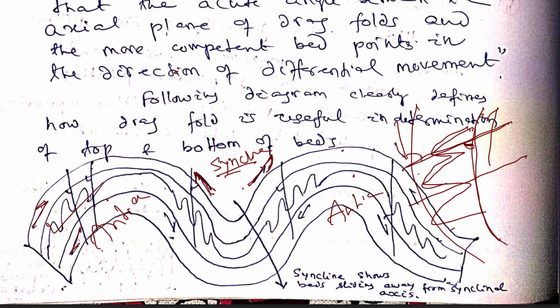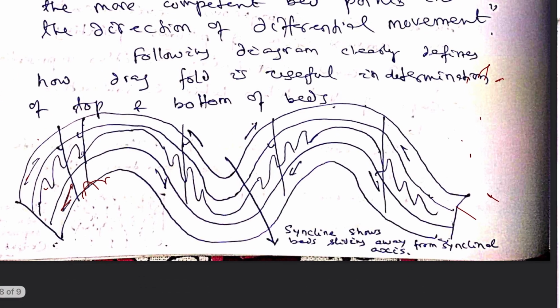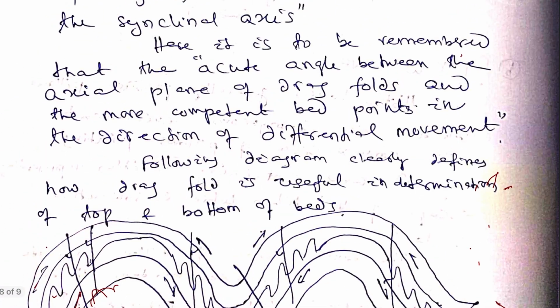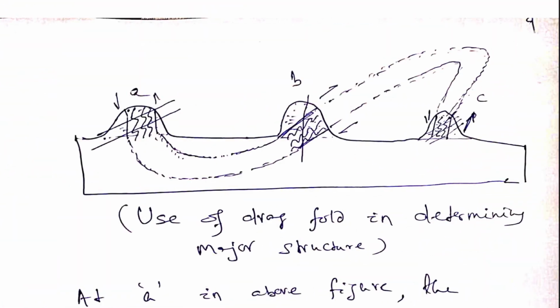And in the anticlines, we have to see how are the limbs. By using the drag fold, we could establish that this is syncline. So here will be anticline, and then we will look at the limbs, whether the limbs are in right side up condition or are overturned. Let us see this diagram.